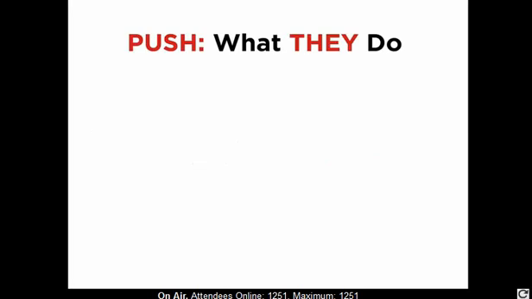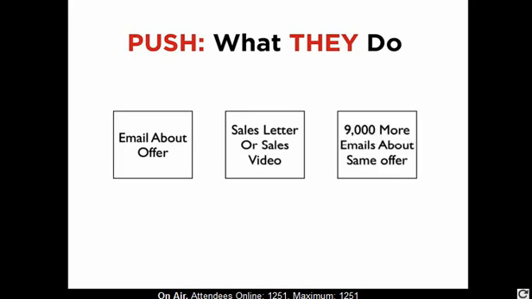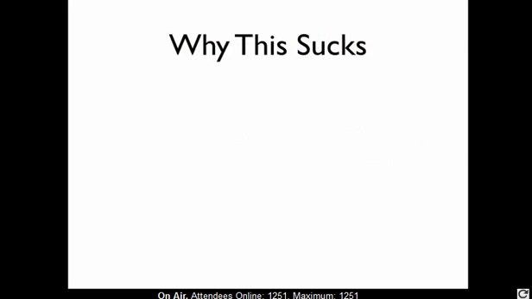So here's what your competition is doing, right? You've opted into the competition's list, because they have their one free report out there, and you found it miraculously, and so you opted in. Well, what happens? They send an email about their offer. And then you click on that email and you go to a sales letter or a sales video. And then if you don't buy it, they send you about 9,000 more emails about the same offer, right? Well, that sucks. It doesn't suck for you, because it pisses their customers off, but it sucks for them. So here's why it sucks.